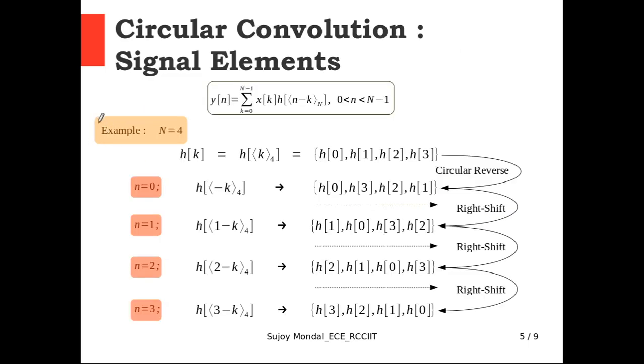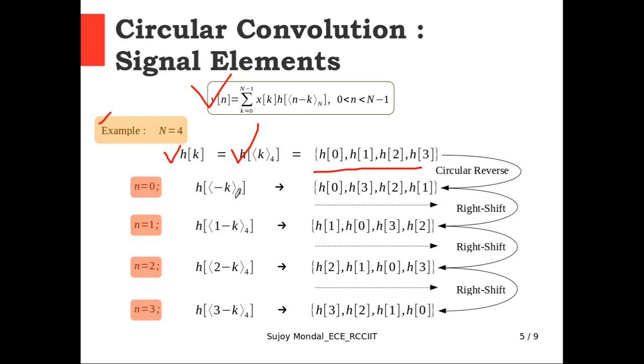Now for a specific example, N equals 4 is the analysis equation. We try to find the individual signal elements of the second function so that it is useful to write down the analytical form of y[n]. Let's say h of k, that is effectively h of k mod 4, is the original sequence h of 0 to h of 3.